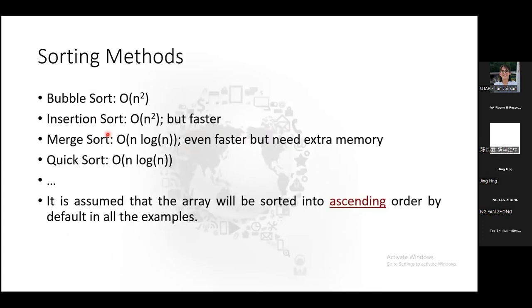So these are the sorting methods that we will discuss. I hope all of you still remember the big O notation, which is the algorithm analysis. For sorting, we're going to talk about big O notation, as it affects the performance in terms of time and also memory. In this, we're going to assume that the arrays we discuss are sorted in ascending order by default in all the examples.